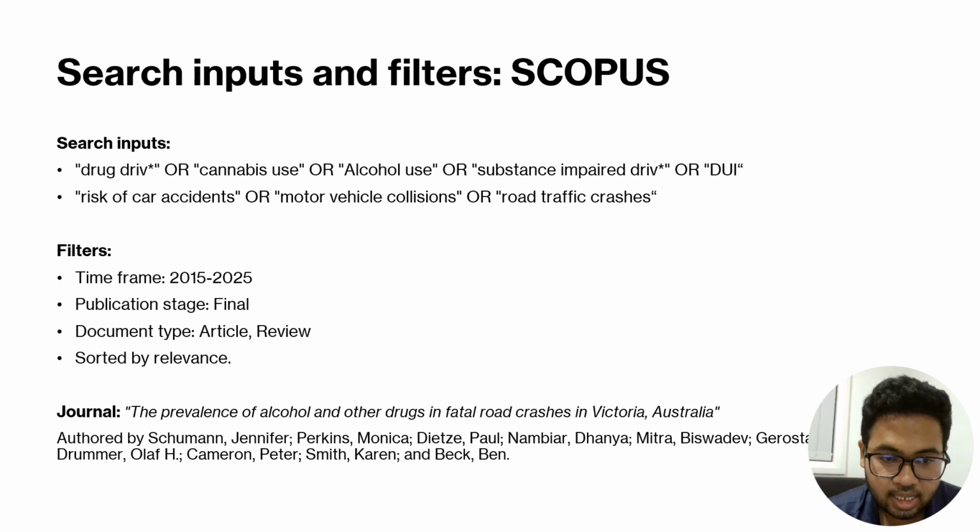Then what I'm going to do is combine the results of these two searches, and I'm going to get a set of articles or journals which will support both of these searches and which will be relevant to my topic. Then I'll use the filter time frame 2015 to 2025, which will give me relevant, recent data.